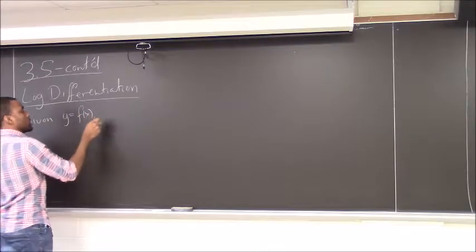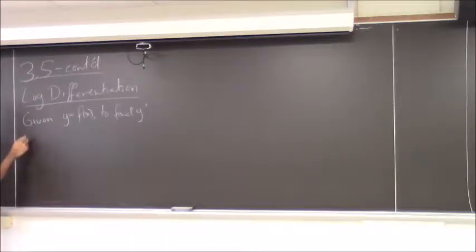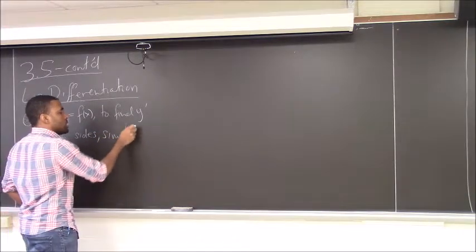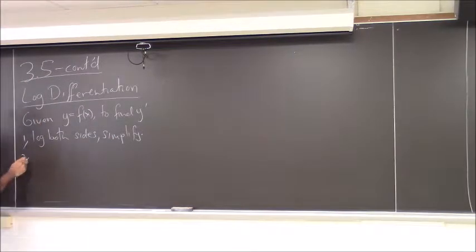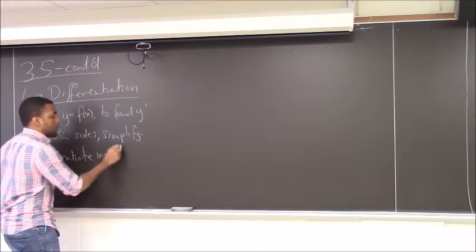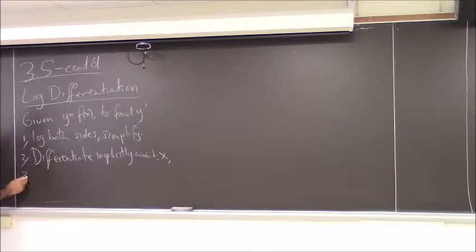Given y equals a function of x, to find y prime, you can do the following process. One, you can log both sides, and of course the goal of this would be to simplify. Two, you would differentiate implicitly with respect to x. Three, pretty much solve for y prime.